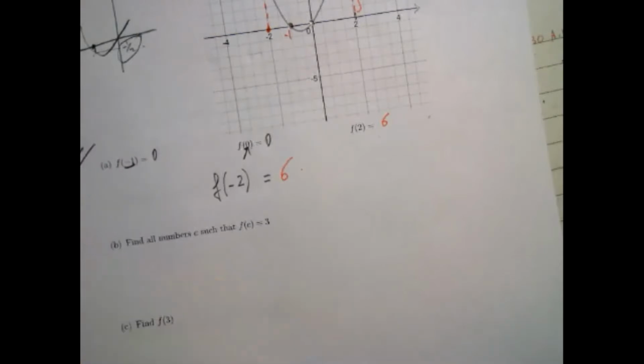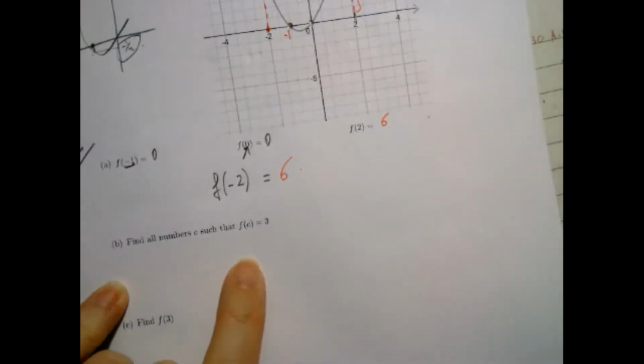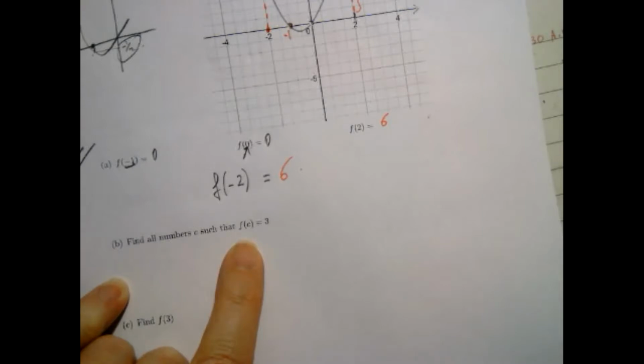Okay, now part B. And then we have to finish, because I have to introduce your SI. Find all numbers c such that f of c equals 3.